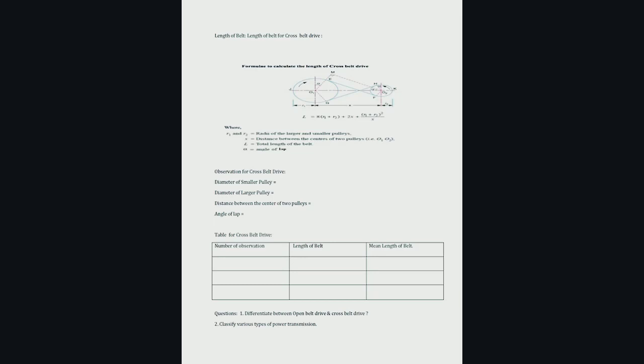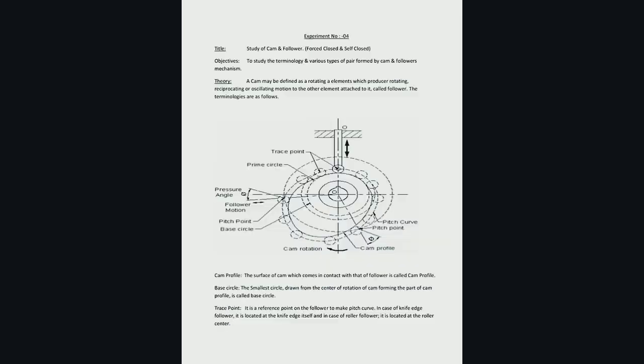Cross belt drive: in this case, both the pulleys, i.e. driver pulley and driven pulley, rotate in the opposite direction as shown in the figure. The angle of contact of the belt on both the pulleys is equal. There is more wear and tear in this system than in open belt drive. There are another 3 types of belt drive: 1. Belt drive with an idler jockey pulley. 2. Intermediate pulleys. 3. Fast and loose pulley drive.